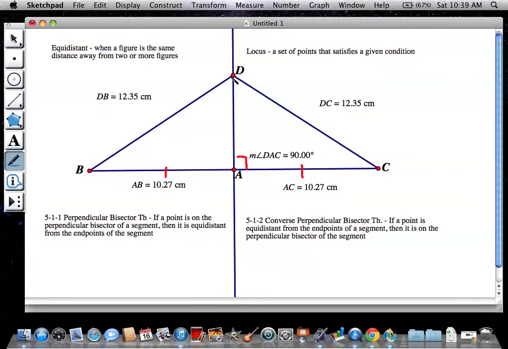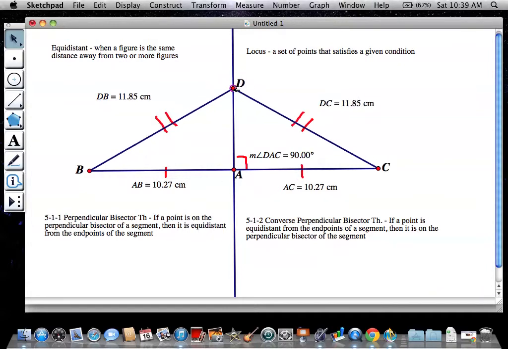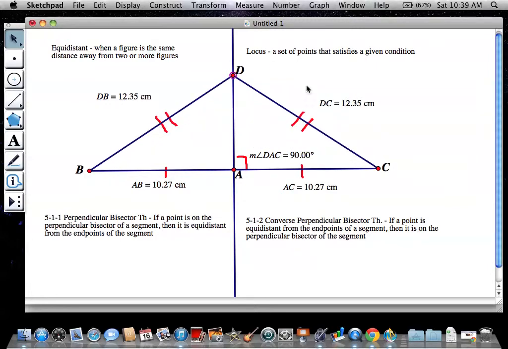So if a point, D, is on the perpendicular bisector of a segment, then it is equidistant from the endpoints of the segment. That means that from D to B, that endpoint, it is congruent to D to C, this endpoint. And if you notice the measurements here, 12.35, 12.35, they're exactly the same. It doesn't matter where the point is. I can take D here, on the perpendicular bisector, and move it up and down, and notice the values don't change, but the distances are what we're really looking at. This is the theorem.